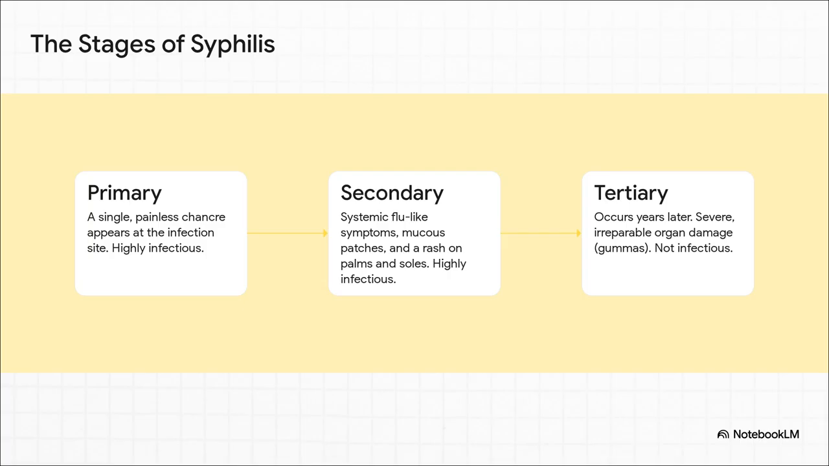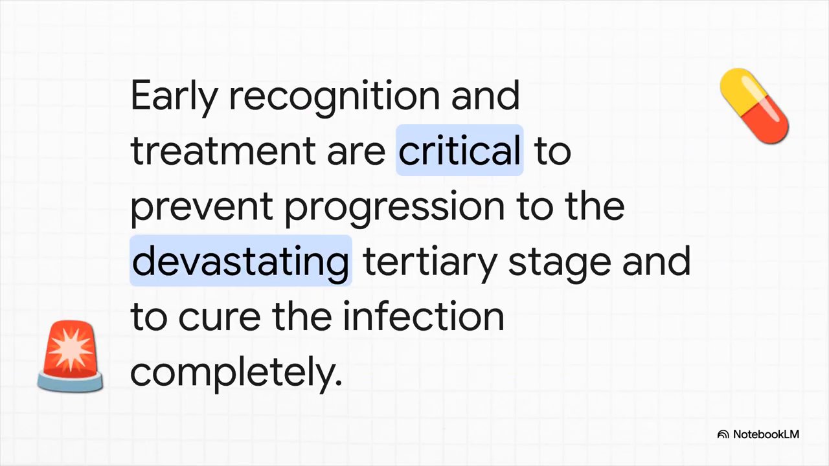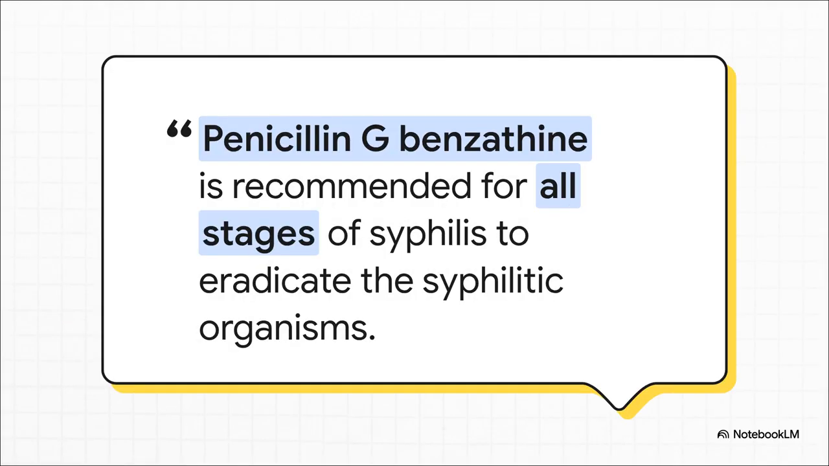And this right here is exactly why this matters so much to us as nurses. Our ability to recognize the signs of primary and secondary syphilis is the key. It's everything to preventing a patient from ever getting to that catastrophic tertiary stage. If we catch it early, treatment can completely cure the infection. This is a huge, huge patient safety and public health responsibility. So what's the treatment?